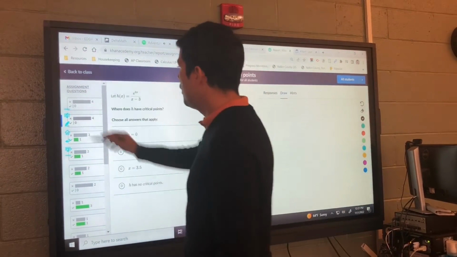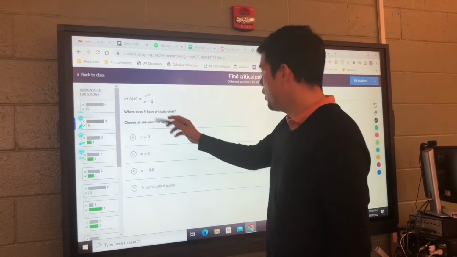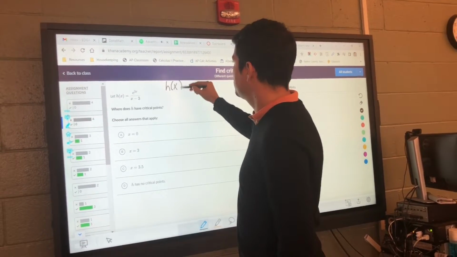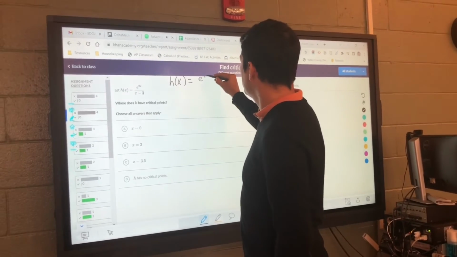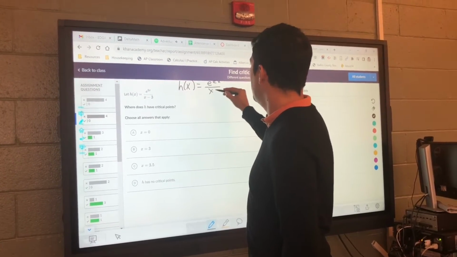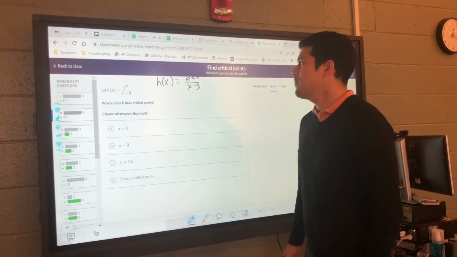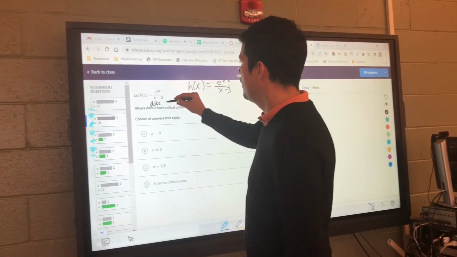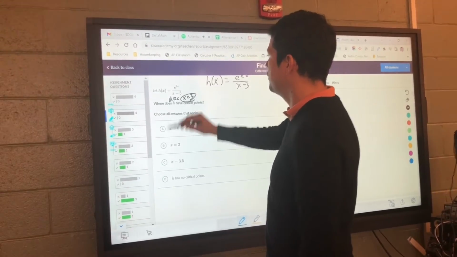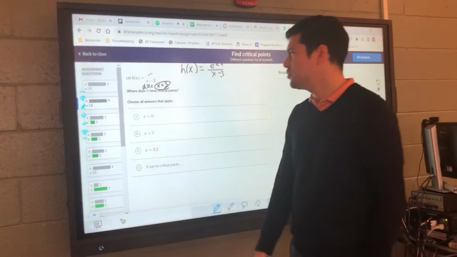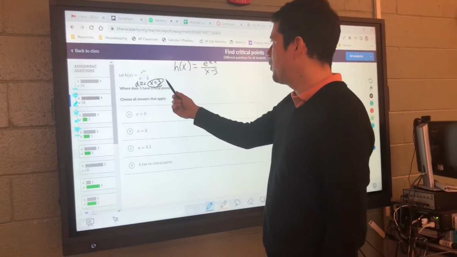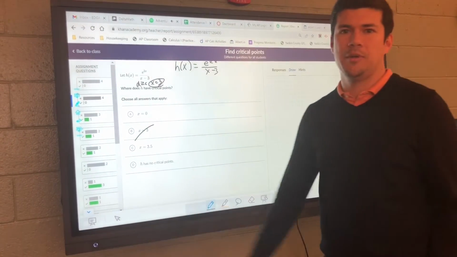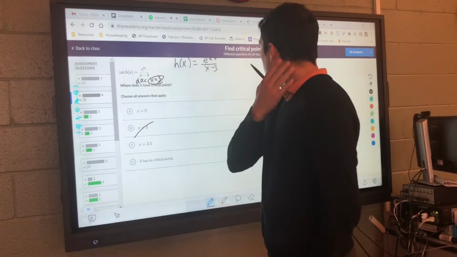All right, guys, we're going to answer this question. We have a function h of x. h of x is equal to e to the 2x divided by x minus 3. I like to point out that there's a discontinuity at x equals 3. There's going to be a vertical asymptote there, first and foremost. Just in case I'm wondering about critical points, I'm going to throw that one away. A vertical asymptote cannot be a critical point.